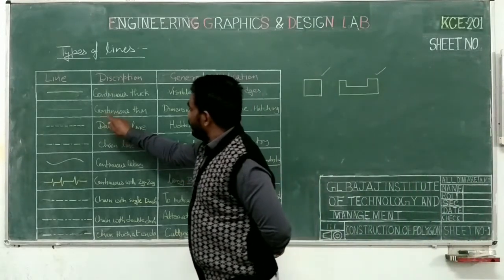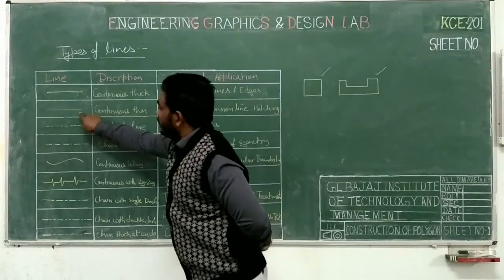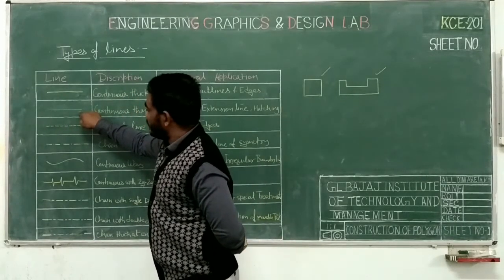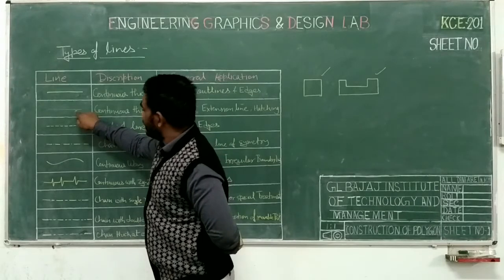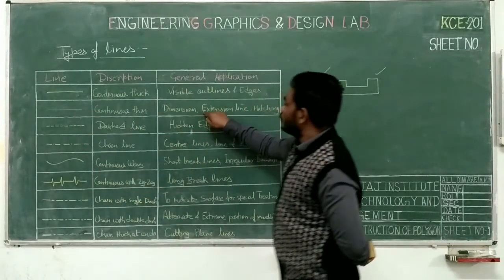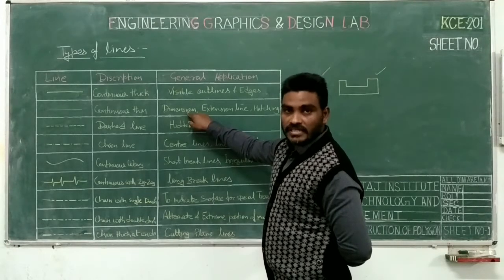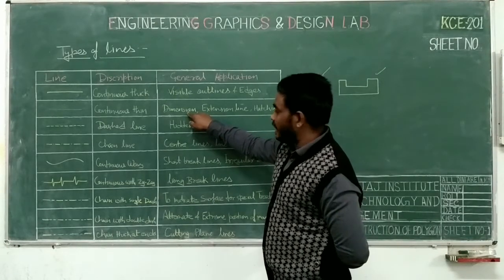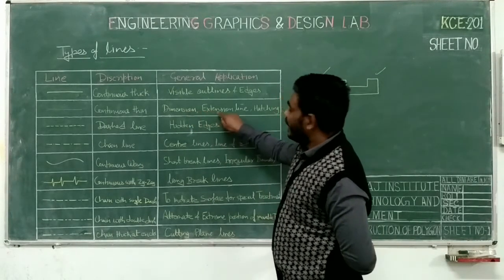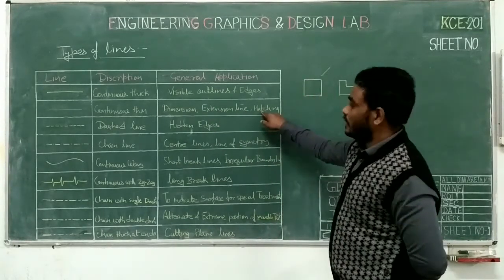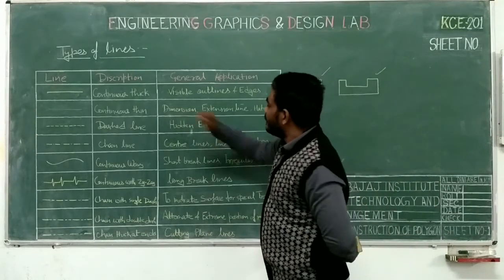Then second, we have the continuous thin line. This is running continuously and comparatively it is thin, so it is known as continuous thin line. It is used to indicate the dimension line. The continuous thin line may be used as a dimension line, as an extension line, and for hatching purposes. For example, it is used as a dimension.